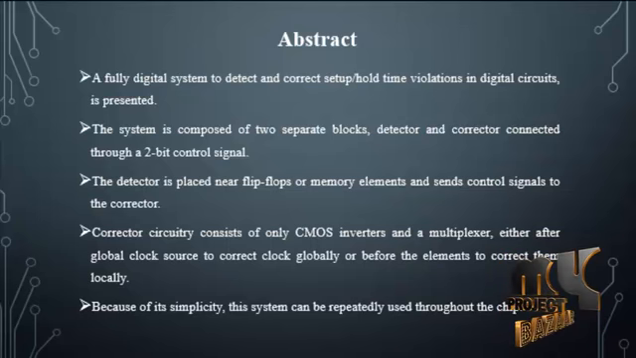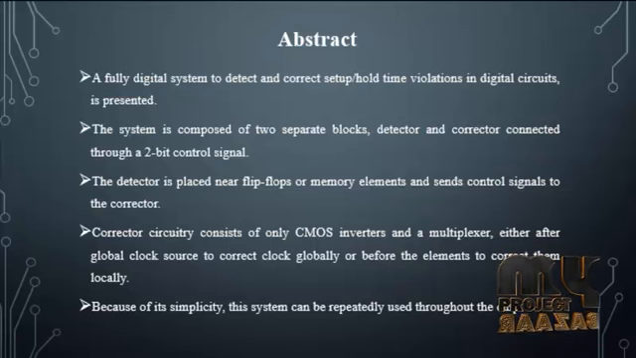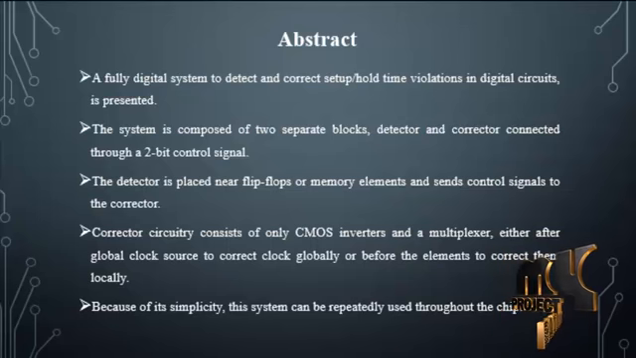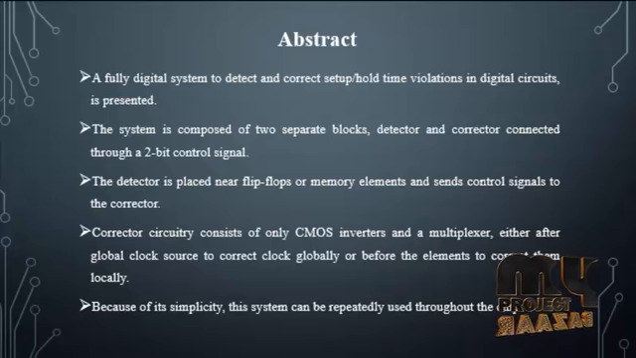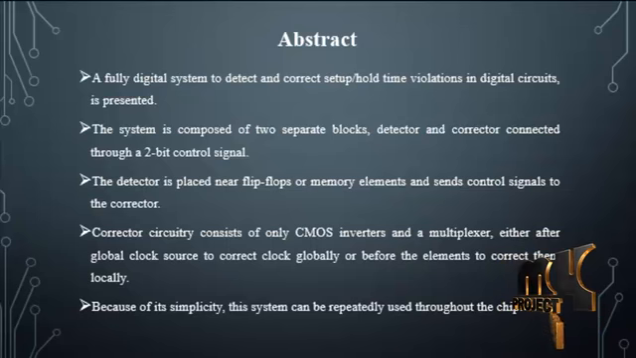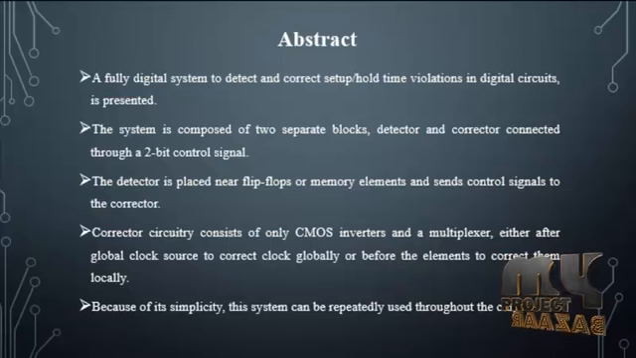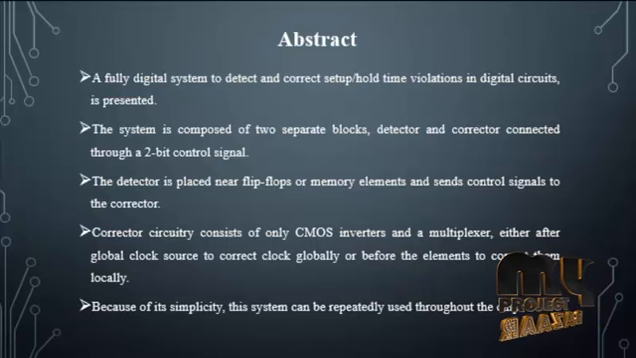The system is composed of two separate blocks, detector and corrector. Both are connected through a 2-bit control signal. The detector is placed near flip-flops or memory elements and sends control signals to the corrector. The corrector circuit consists of only CMOS inverters and a multiplexer, either after the global clock source to correct the clock globally, or before the elements to correct them locally.